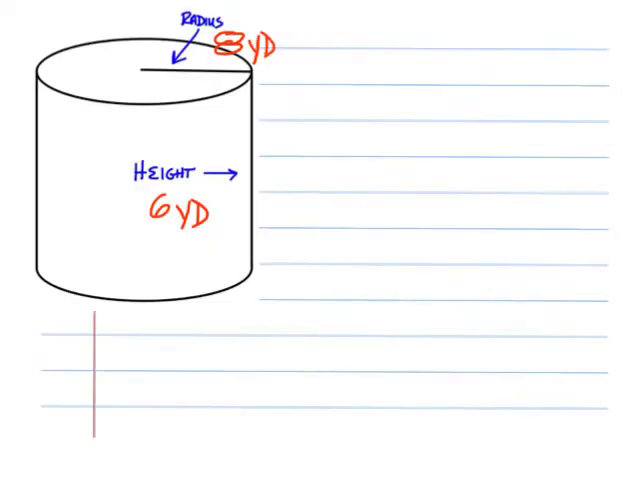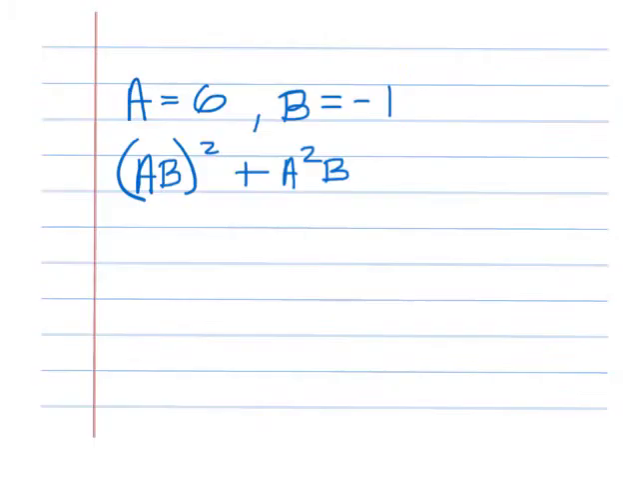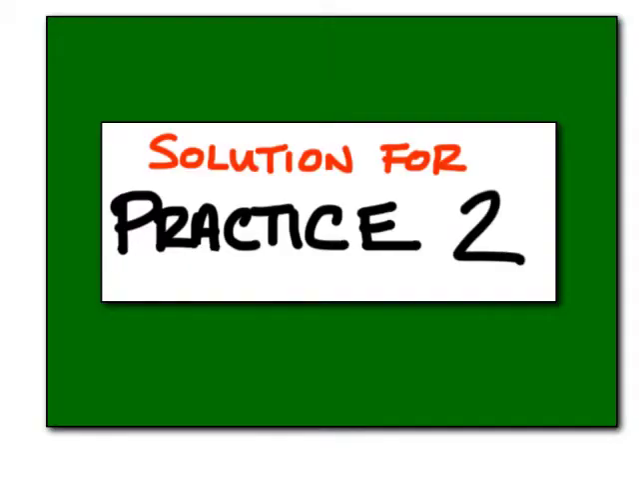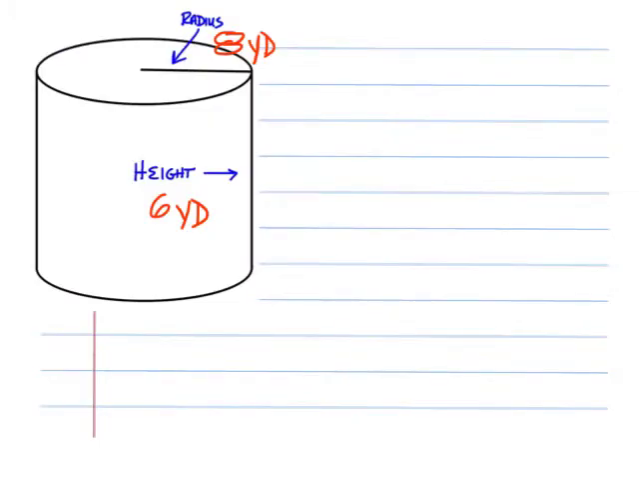Practice number 2. Bonus number 3. Answer for this bonus is 0. Bonus number 4. Answer for this bonus should be 4. The solution for the practice problem.